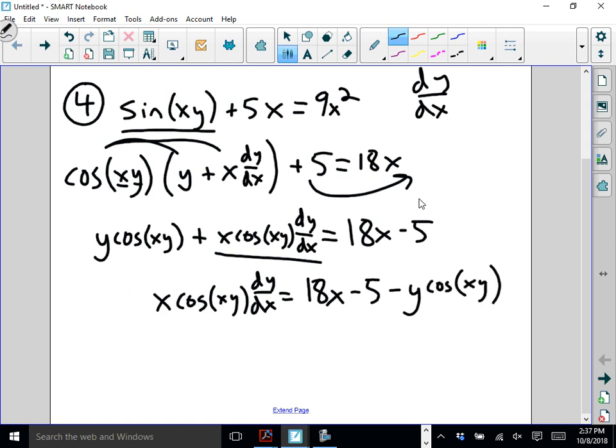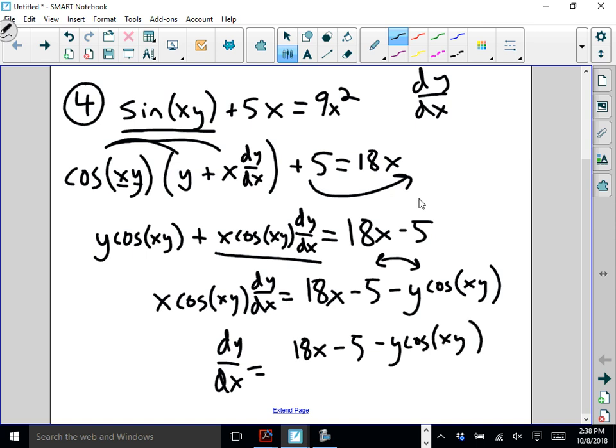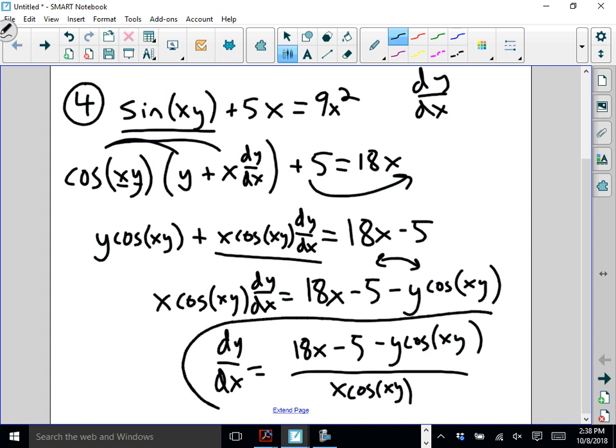Now, if you had these two terms flip-flopped, that's fine. It means the same thing, as long as they're both negative. Then I'm going to go ahead and divide by x cosine xy, and I get dy dx equals 18x minus 5 minus y cosine of xy, whole thing over x cosine of xy. And that doesn't simplify any more than that, so we leave it alone. That's problem 4. Let's take a look at problem 5.